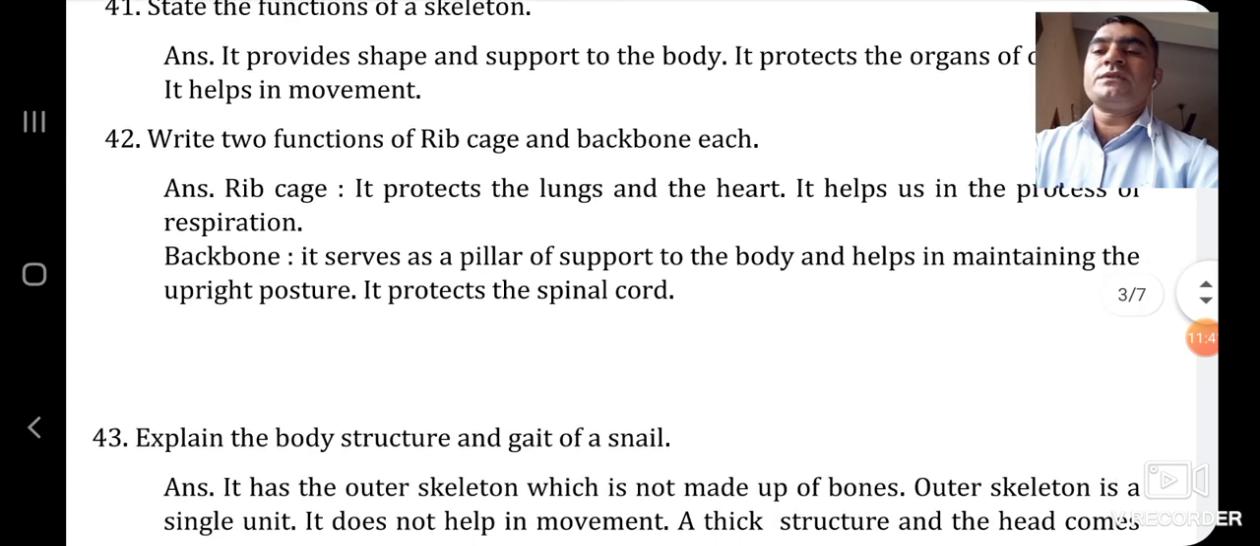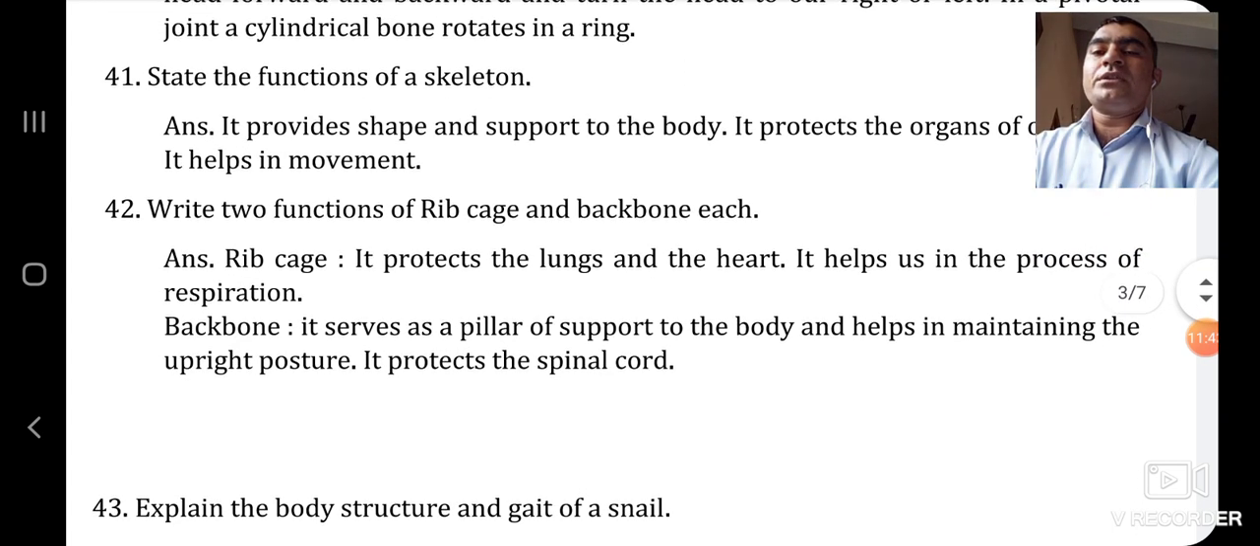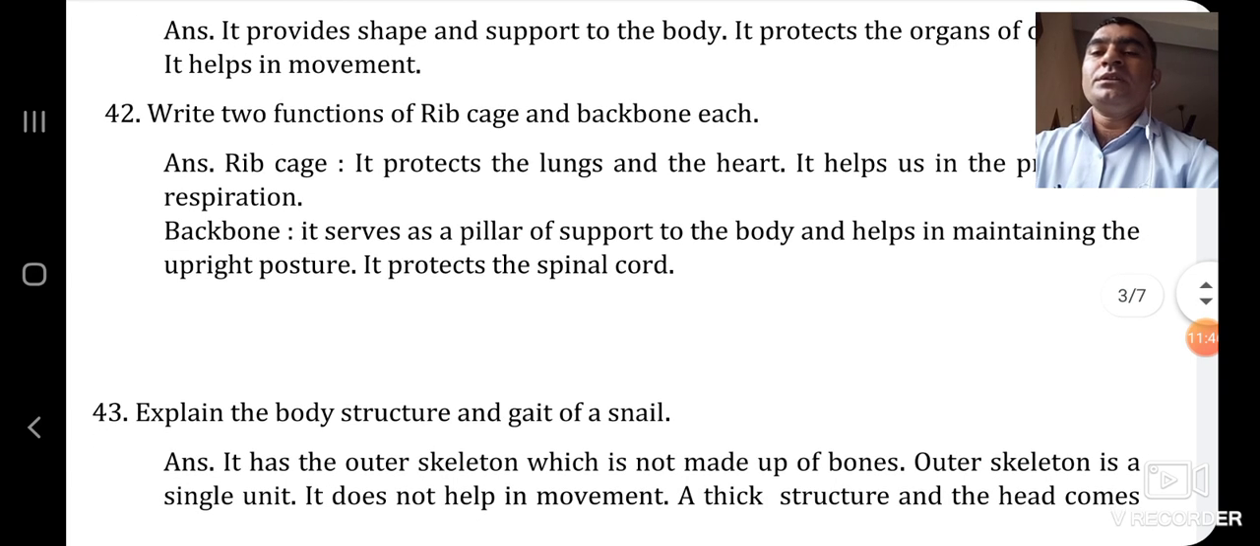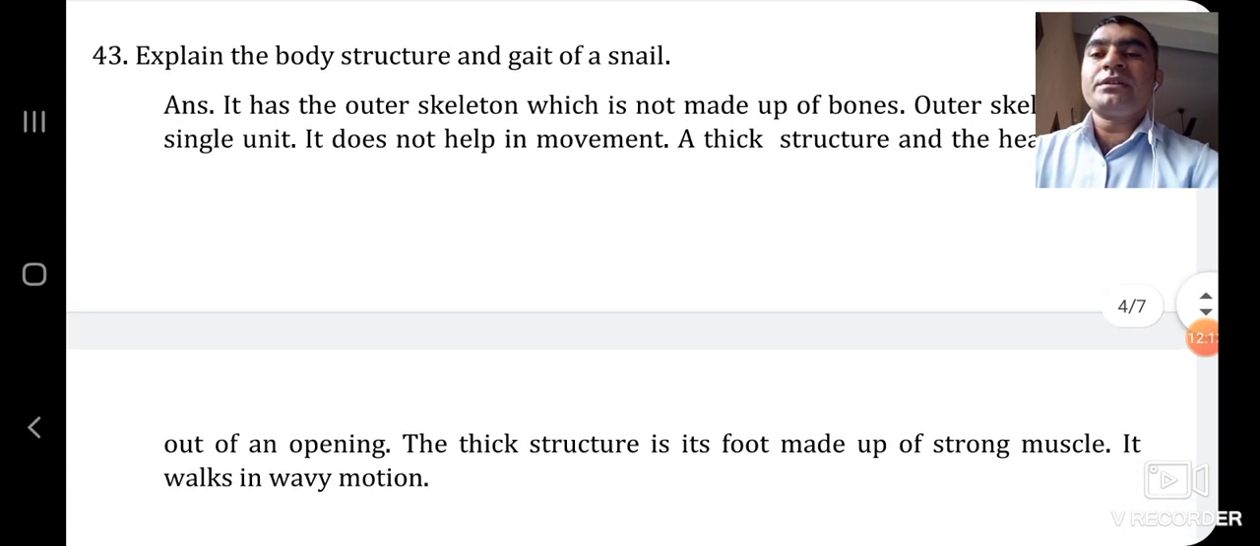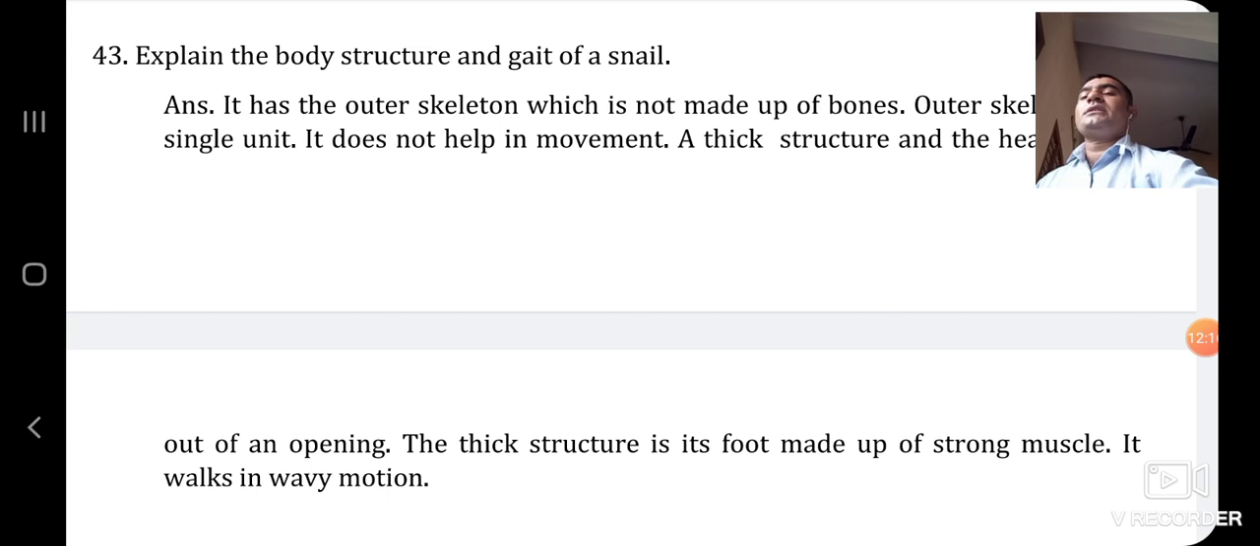Now the next question we have is: explain the body structure and gait of a snail. So we have to explain the body structure of the snail and we have to explain the gait also, means how it moves. It has an outer skeleton which is not made up of bones. Outer skeleton is a single unit and it does not help in movement. A thick structure, and the head comes out of the opening. The thick structure is made up of strong muscle and it is its foot, and it walks in wavy motion.